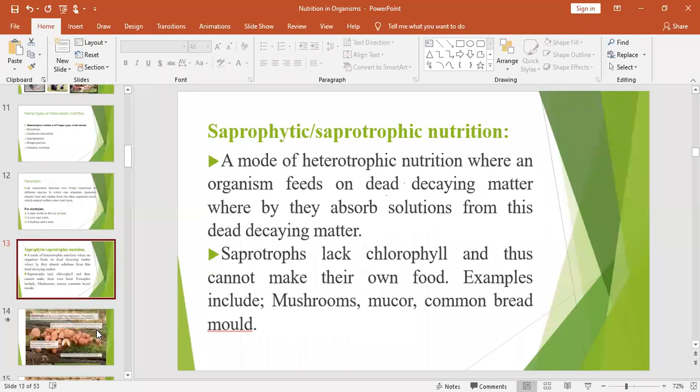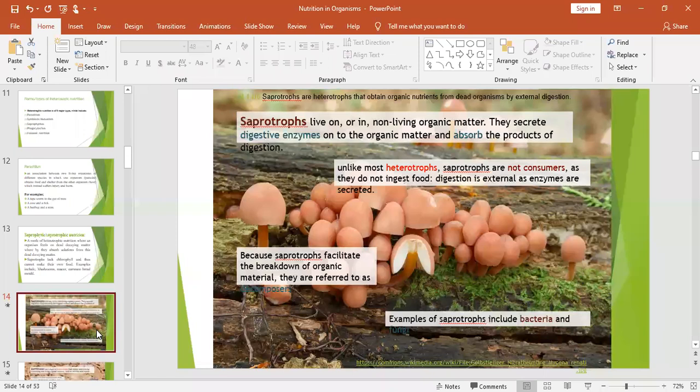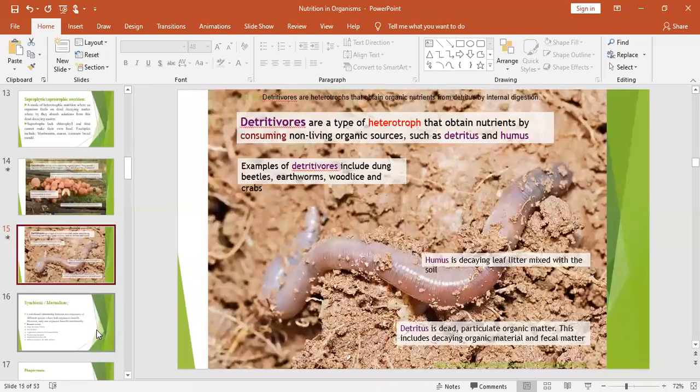And then we have saprophytism, where an organism feeds on dead and decaying organic matter. I have given an example of mainly fungi, the mushroom, the mucor, as you can see, and then some worms, the earthworms, that feed on dead and decaying organic matter.